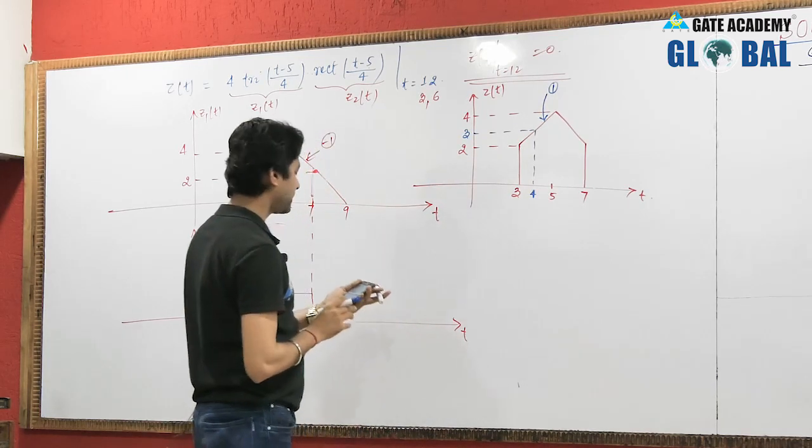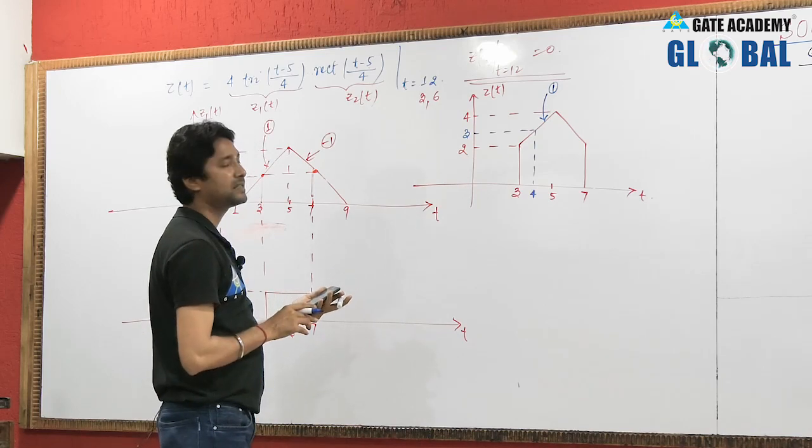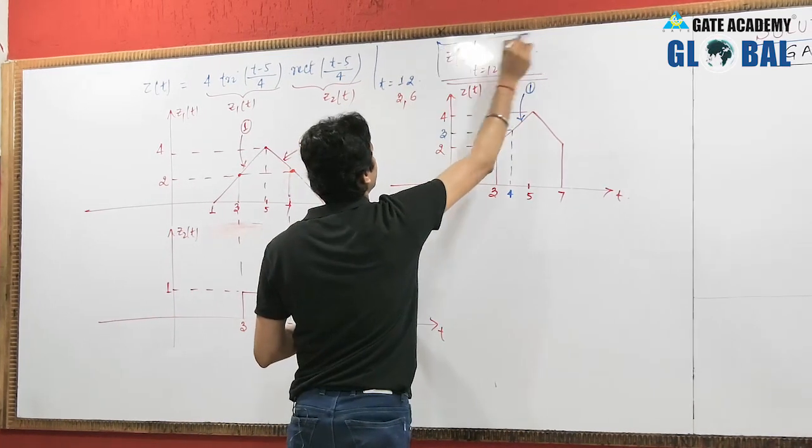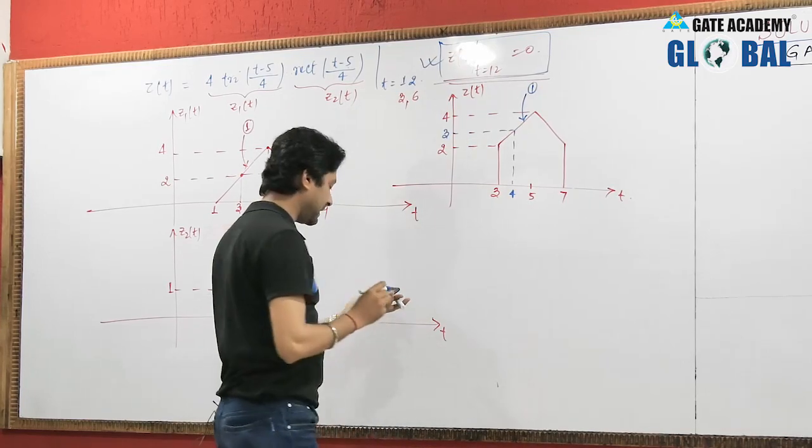Therefore, for question number 10, the correct option is 0. Z of t at t equals 2 is 0. So it is the correct option for question number 10.